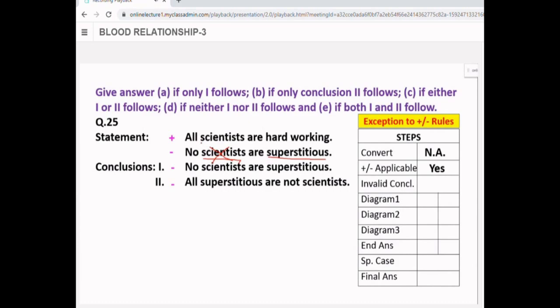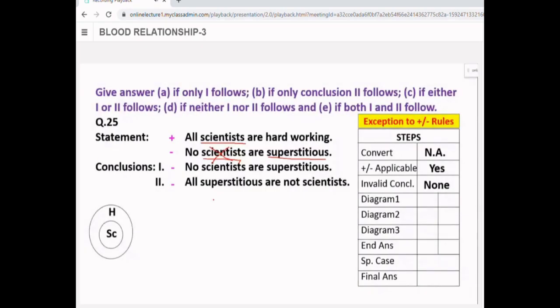So here, scientist in the first statement also. You take scientist from here, which is positive, and superstitious from here, negative. Positive, negative, negative. Then superstitious and scientist, again the same. Positive, negative, negative. So none. Invalid, conclusion none.